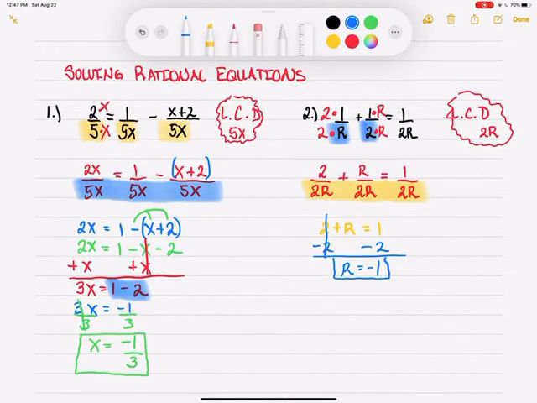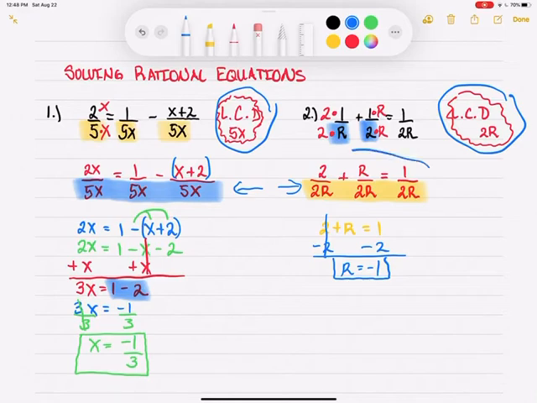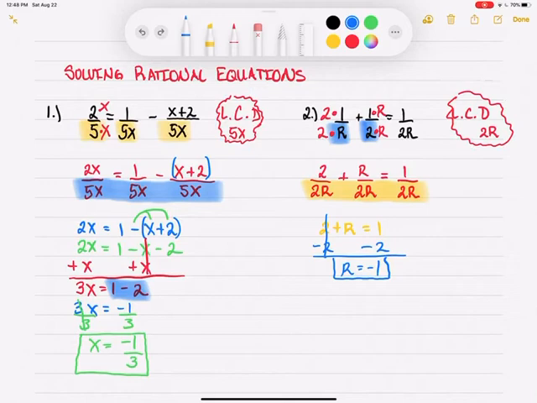So in both of these, what we did was we figured out what the lowest common denominator was first. Then we made sure we changed the denominators that needed to be changed so that all of the denominators looked exactly the same. Then we ignored the denominators and solved what was on the top. That's the pattern for solving rational equations. I have 2 more examples.